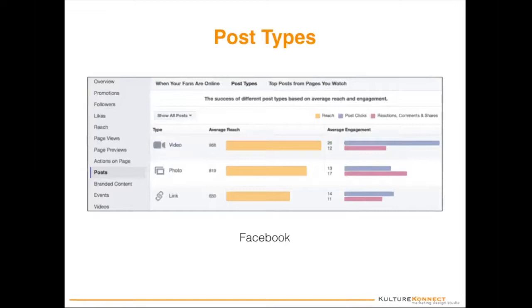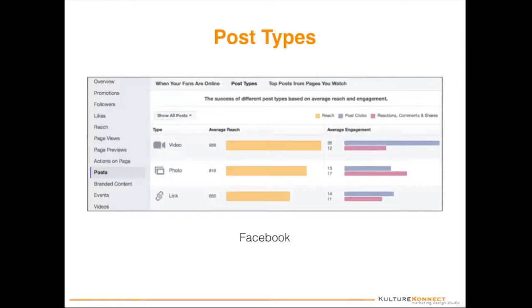I'm going to repeat it again. You go to your Facebook page. At the very top of your Facebook page, you will have an option that says Insights. Then when that page opens, you're going to click on Posts, and then on Post Types. Okay, that's going to take you to this screenshot that we have here.